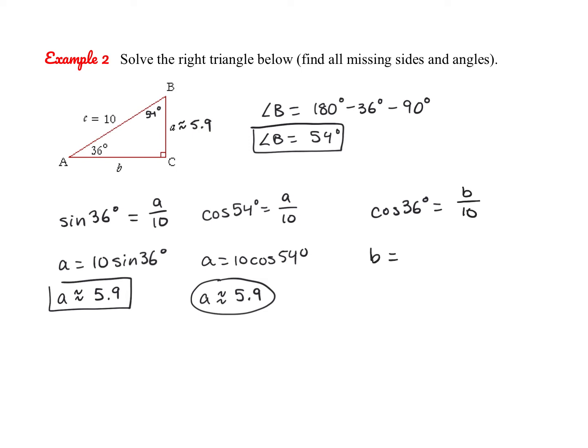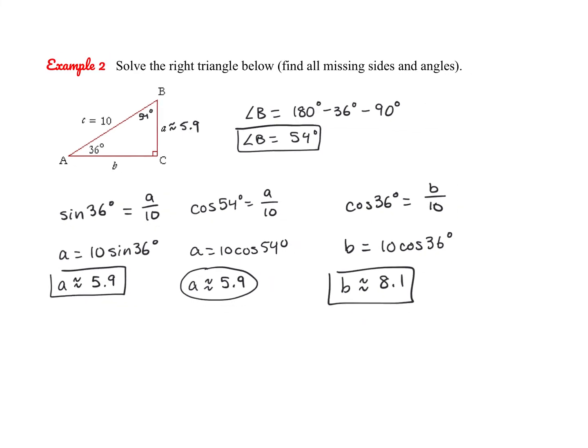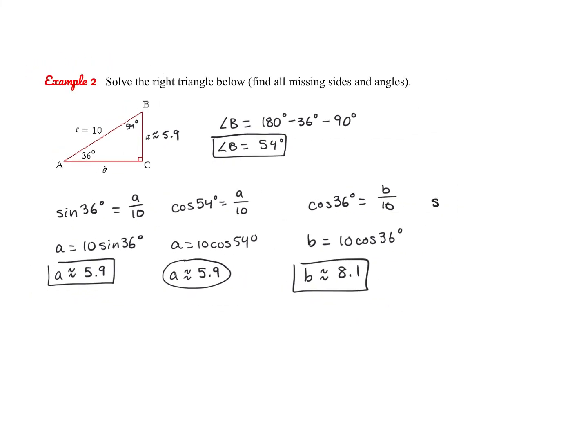So B is 10 times the cosine of 36 degrees. Again, you could just plug this into your calculator, and you should get about 8.1. Again, that's not the only way we could do this. We could also have said that the sine of 54 degrees is B over 10, because sine is opposite over hypotenuse. So if you plug this into your calculator, you should get the same answer as in this scenario. And for this one, we could even use tangent.